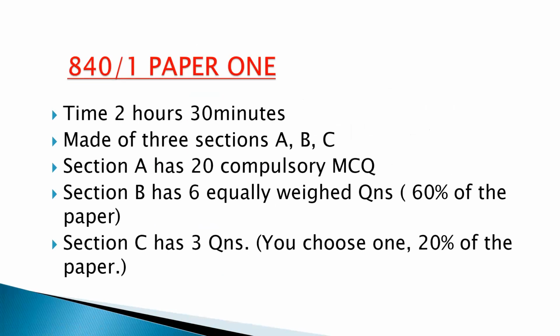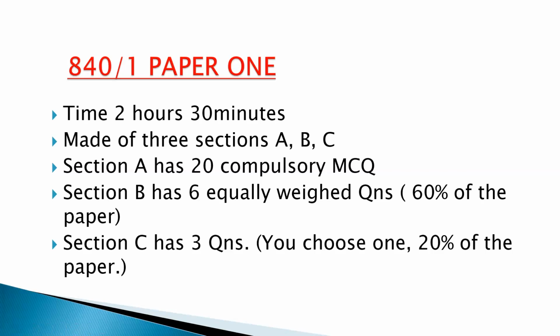It is made up of three sections, A, B, and C. You are aware that section A is comprised of 20 compulsory multiple-choice questions. Section B comprises 6 equally weighted questions, carrying 60%. So every question in section B takes 10 marks, contributing a total of 60% for the whole paper. Section C has 3 questions selected from given chapters, as we shall see later. From these 3 questions in section C, we always choose one, and that question carries 20 marks. This is generally the structure of our paper.